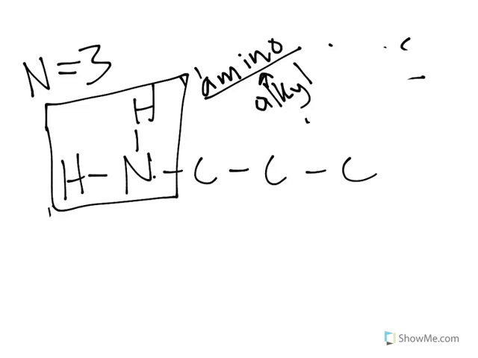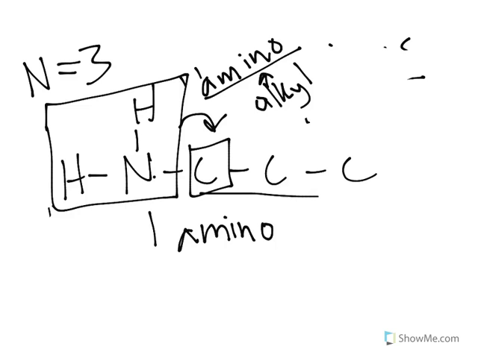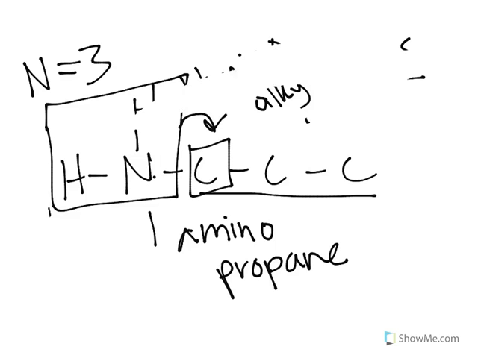So for this one, since that nitrogen is on the first carbon in my chain, I'm going to call this 1-amino, and then name the rest like an alkane. So this would be propane. Okay, so that's one example there. Let's do another one.